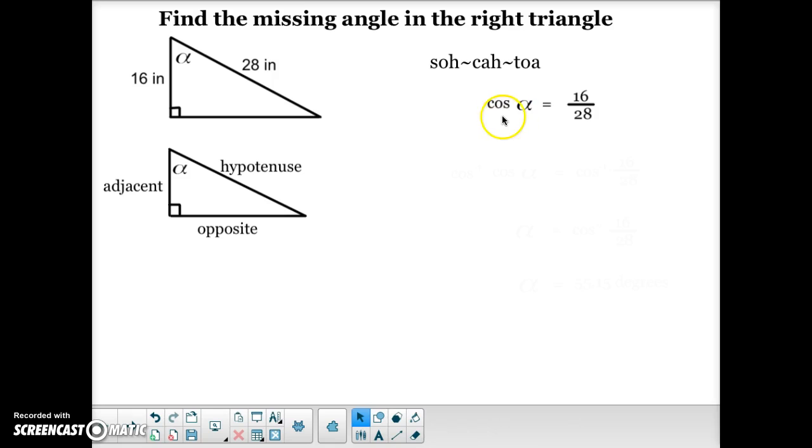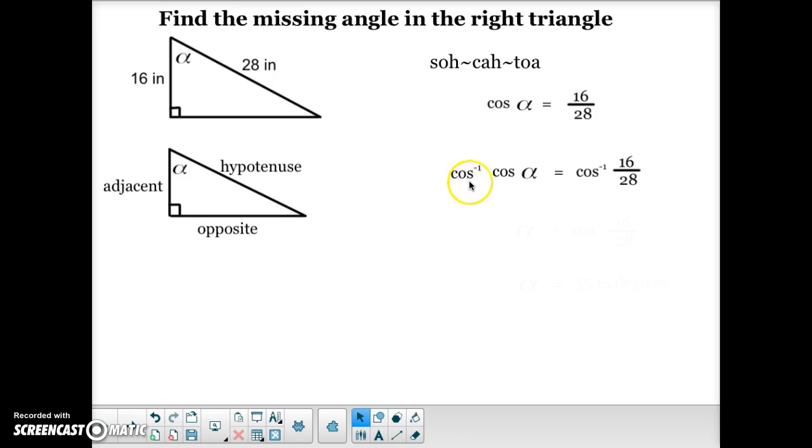So in order to do that, I've got to get rid of the cosine. I'm going to do that by undoing cosine. And the way I do that in math is by taking the cosine inverse of that side. But if I take the cosine inverse of the left side of the equation, I've got to take the cosine inverse of the right side of the equation also.